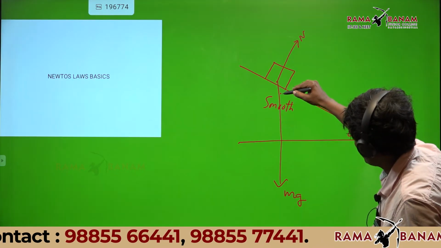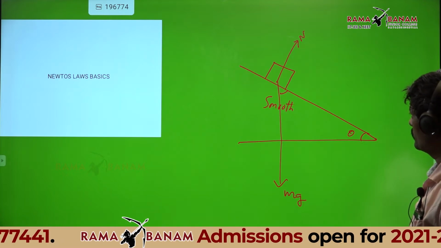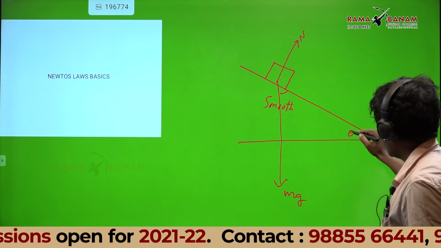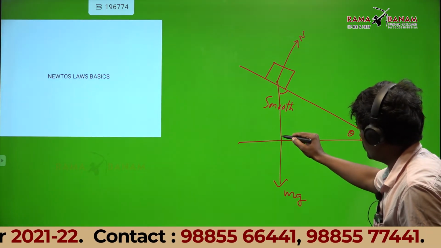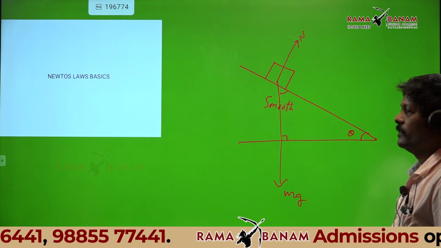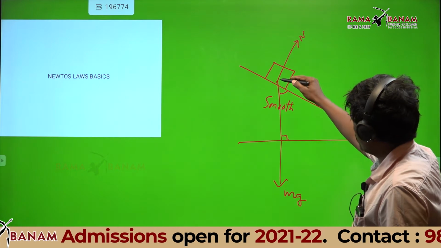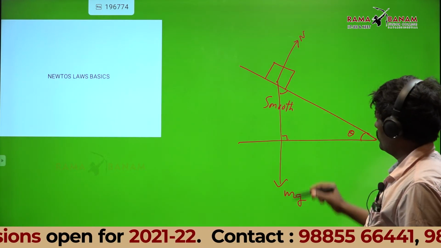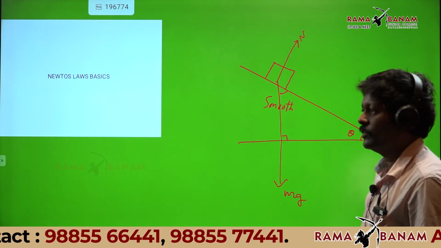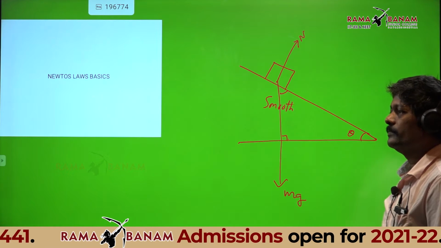Can anyone tell me what is this angle? Sir, 60 degrees. Between the incline and weight? No, this is theta. This will be how much? 90. Can anyone guess what this angle will be? 90 minus theta. Very good. So, what is the angle between the surface and mg? It is not 90, it is 90 minus theta.